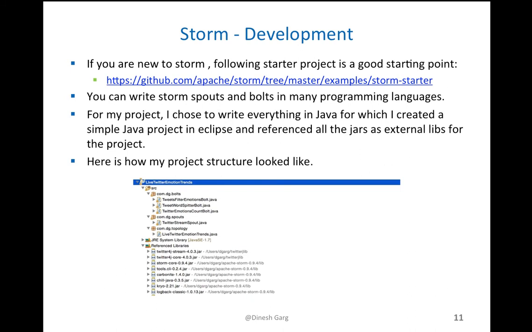So talking about my project, this is how my project structure looks. As you can see in the diagram, I have kept different packages for bolts, spouts, and the topology. And as you can see, I have referenced the libraries from the Apache Storm that I downloaded. I'm also using the Twitter4j library because I'm trying to get the sample Twitter stream from the actual Twitter account.